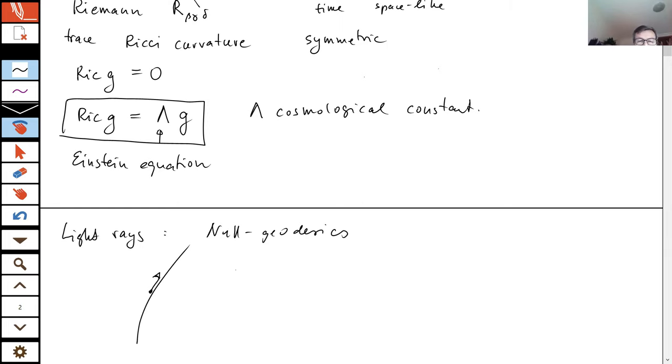So tangent vectors have length zero. This is what null means. They are light-like at each point. What are geodesics? In the Riemannian context, we think of a geodesic as the shortest line connecting two points. Here, of course, we cannot really talk about distance because the length of the vector is zero. If we integrate this, we get a curve of length zero. Still, we can use other definitions of geodesics.